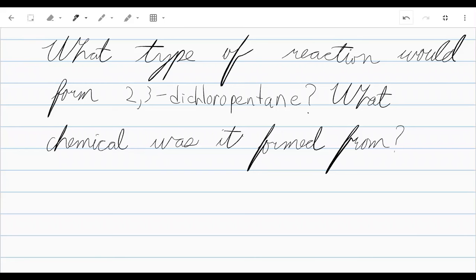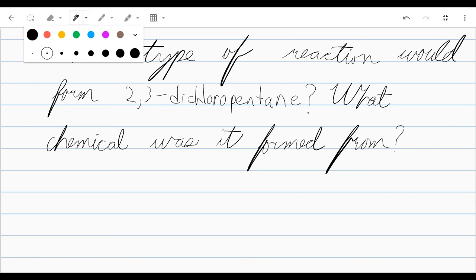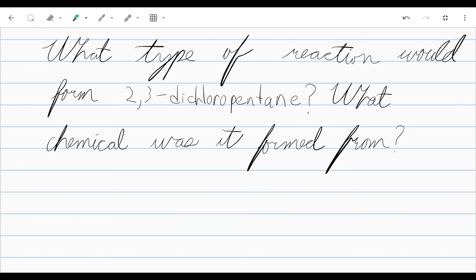In this sample problem, we're asked what type of reaction would form 2,3-dichloropentane. What chemical was it formed from? So if we want to figure this out, we need to draw out this compound. We know we have a pentane base, so 1, 2, 3, 4, 5, and then we have chlorines on carbons 2 and 3.